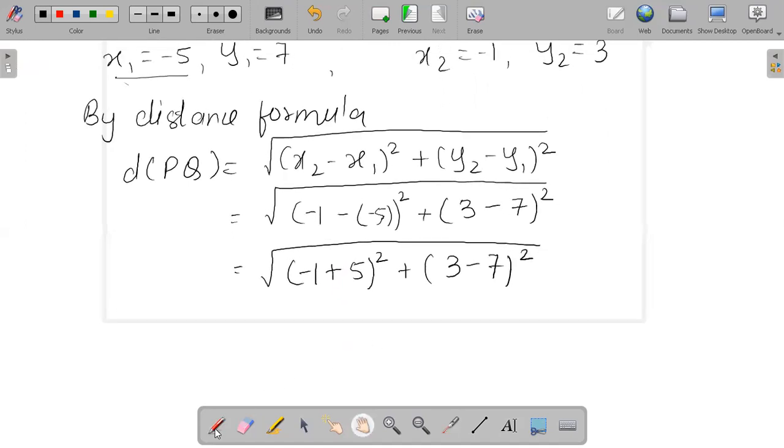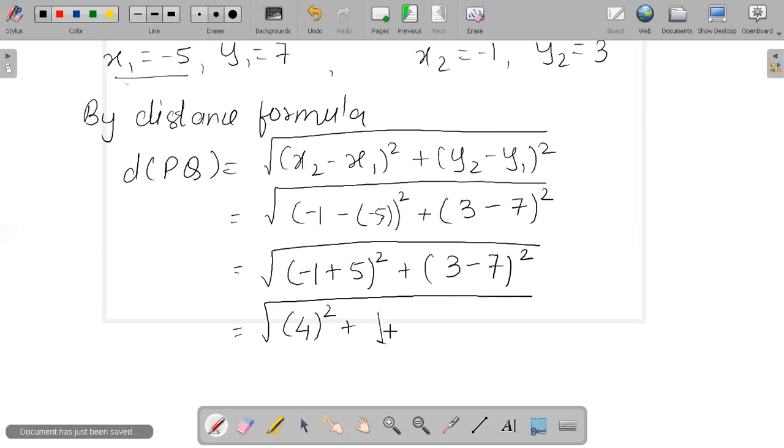Now in the next step, we'll do the addition or subtraction, whatever it is. So now this is -1 plus 5. What do you do, addition or subtraction? Subtraction, correct. So subtracting, how much will you get? 4. And the sign? Plus. So I'll just write here 4. So this becomes 4 square plus 3 minus 7. So how much is 3 minus 7?